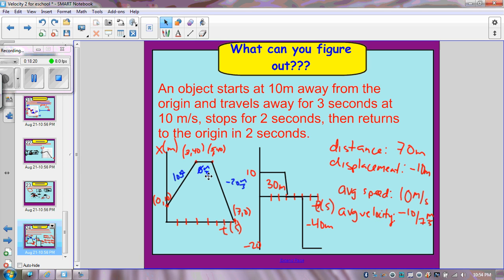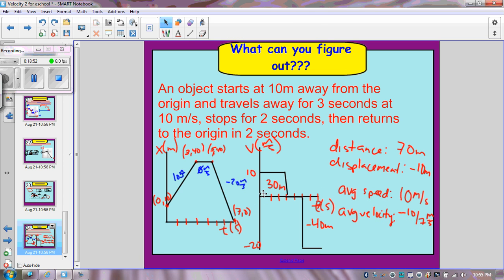First of all, I went ahead and sketched the position versus time graph. Notice that we start at 10 meters, we go up in 3 seconds to the 40 meter mark, we pause or stand still for 2 seconds, and then we return to the origin in 2 seconds for a total of 7 seconds of travel. I transfer that over here to the velocity versus time graph, and I noticed just now that I did not label this. Always label your axes. So I have the time, I just forgot the velocity.